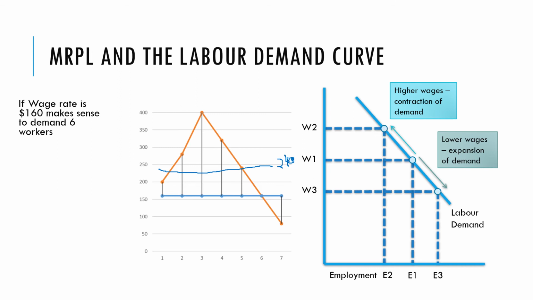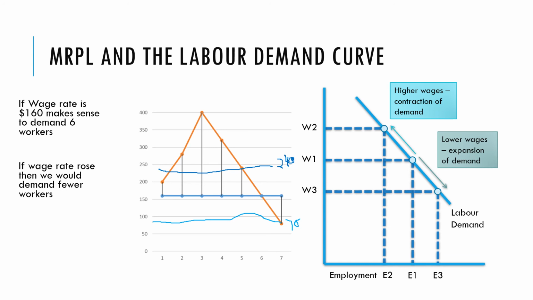If we imagine a slightly different scenario, imagine wages fell to, let's say, around $70 down here, what would be the impact of that? Well, if wages were to fall, it would make economic sense to now employ the 6th worker and up to the 7th worker as well. All these workers here, the marginal revenue product of labour would be greater than the cost, so it would make economic sense to employ them. So if the wage rate was to fall from W1 to W3, down to $70, let's say, we would see an expansion in the demand for labour.